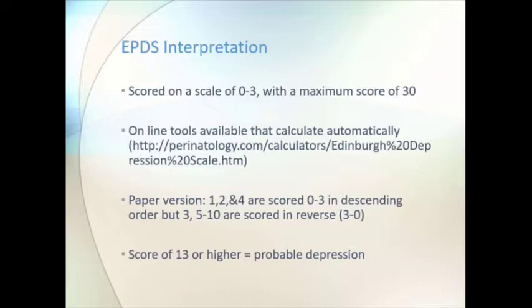There is an online version of this available. The paper version is scored a little differently. The electronic version is easier to use, but on the paper version, items 1, 2, and 4 are scored 0 to 3 in descending order, but items 3 and 5 to 10 are scored in reverse order, and a score of 13 or higher is consistent with depression.